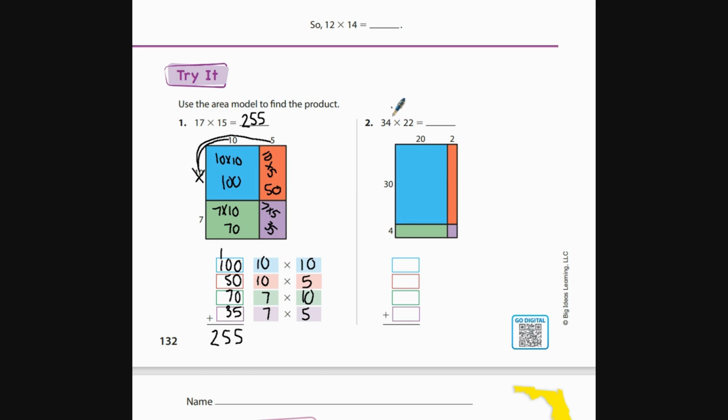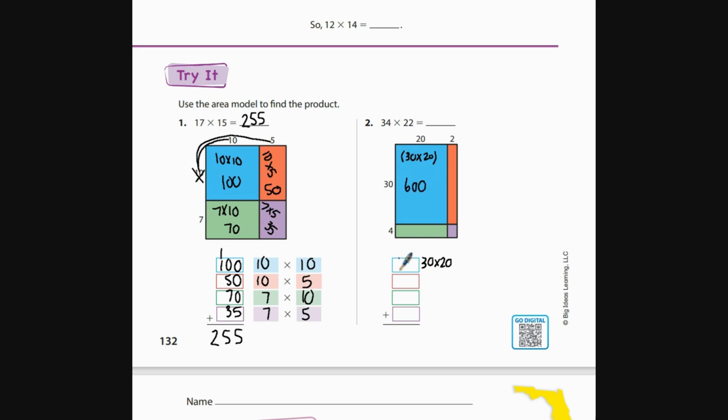And question 2. Same thing. They got 34 and they split 34. They got 22 and they split 22. So let's do step 1. Step 1 is to multiply what? 30 times 20. So here we did what? Times 20 first, and then 30 times 100.